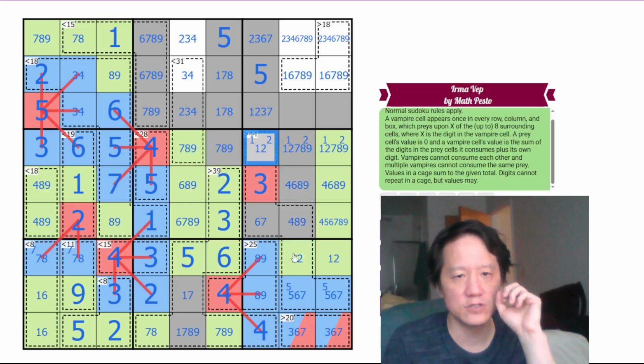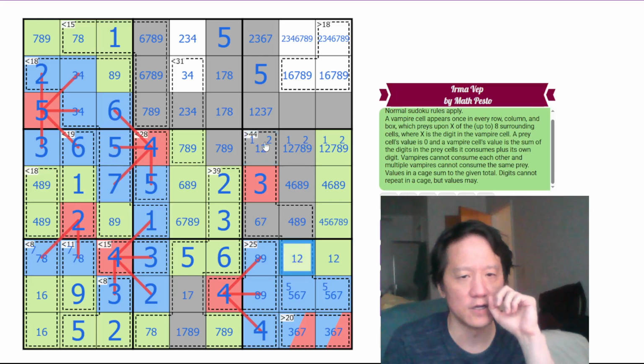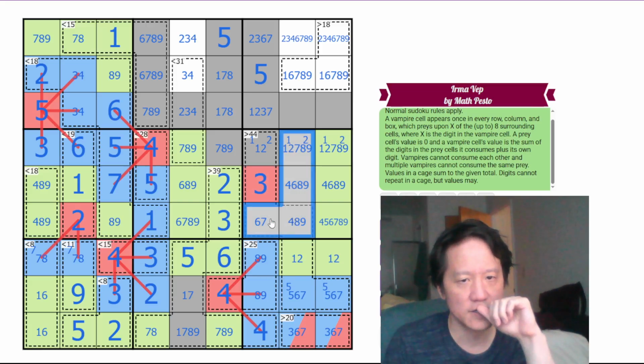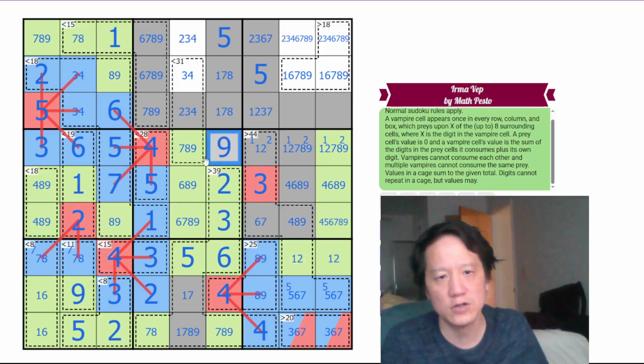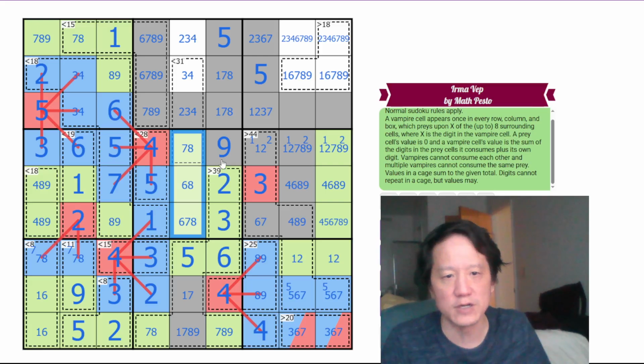Has to be, these two have to be essentially unique because they're in the same cage. So it's 1, 2, and 3. And then we have 6, 7, 8, and 9 in this. That leaves us 36, which gives us 9 here. So this is 9, which means this can't be 9. This has to be a 7, 8 pair.